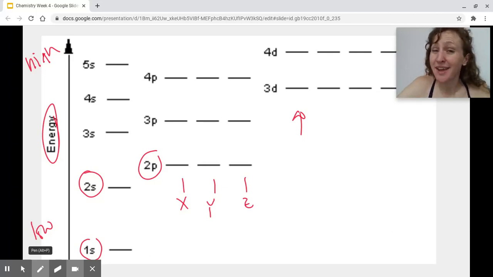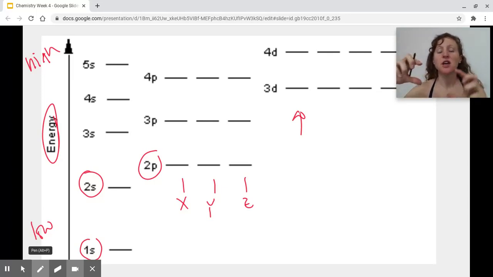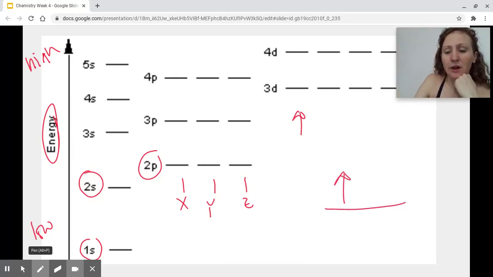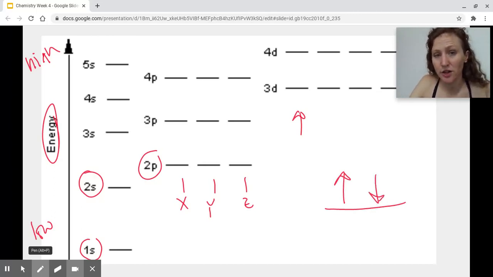And if you said 7, you are right. F's should have 7 lines because there's 7 different orientations for those orbitals. Okay, so as each line represents 1 orbital, inside each line you can fit 2 electrons. Now, we tend to draw electrons as arrows pointing up for one direction of spin, and then pointing down for the other direction of spin.